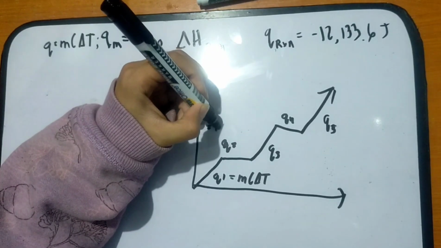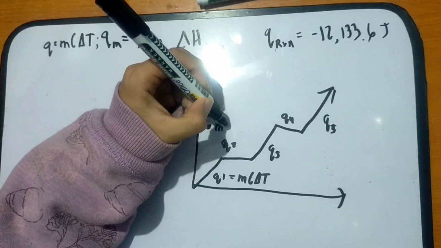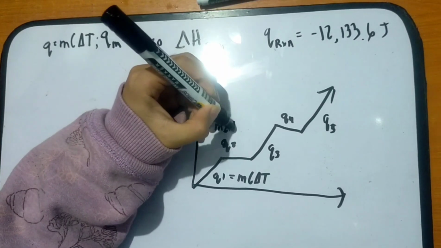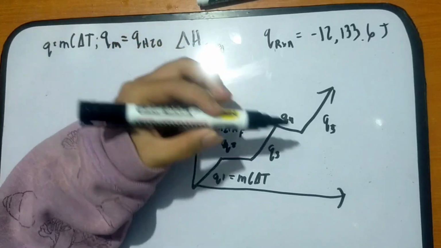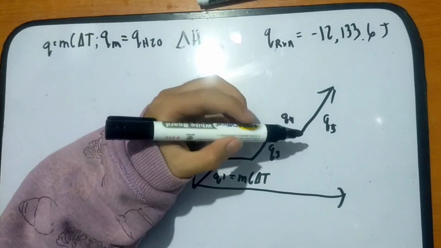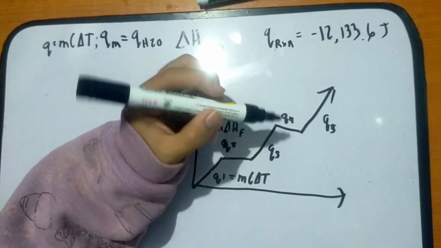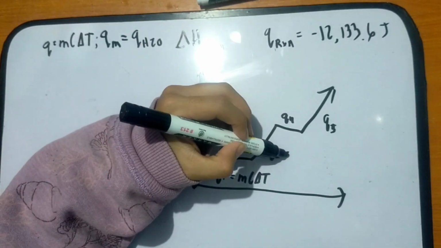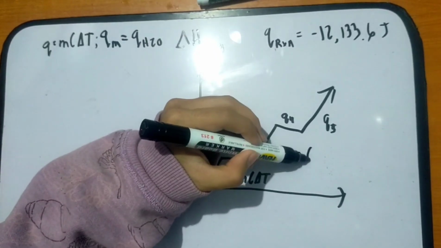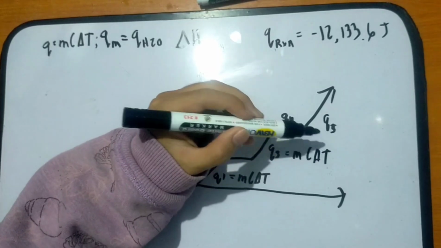mass times the enthalpy change, the HF. And then, here is MCAT ulit. Since ito nga ay increasing in Celsius or heat, it's equals to MCAT. Siya.